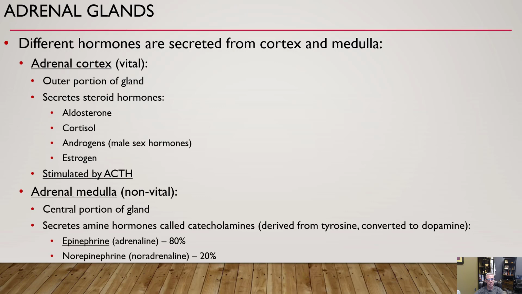Your adrenal glands, we already said aldosterone, cortisol, androgens, estrogens, that's going to be stimulated by ACTH, adrenocorticotropic hormone. So adrenal, cortico, cortex, tropic, remember it's a tropic hormone. So that's kind of like the breakdown of ACTH. Adrenal medulla, that's the inside. That's the central portion of the gland.